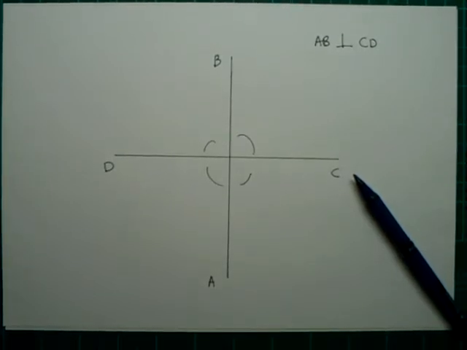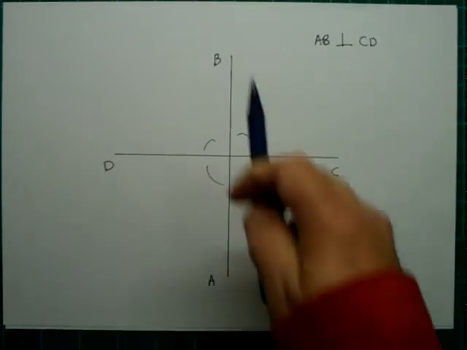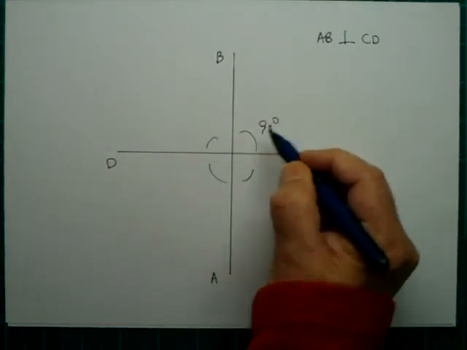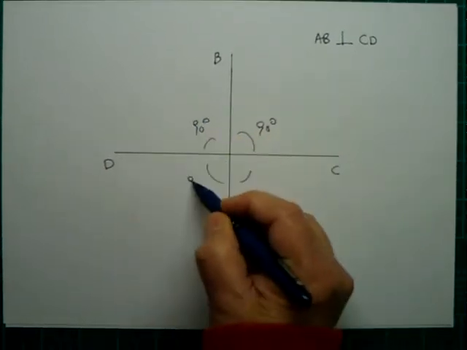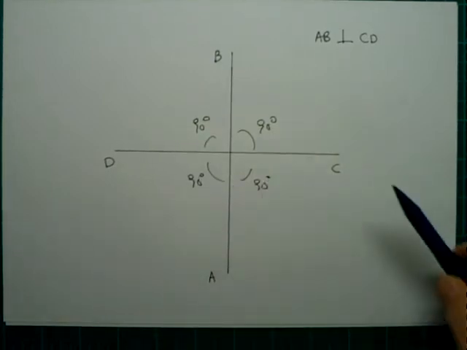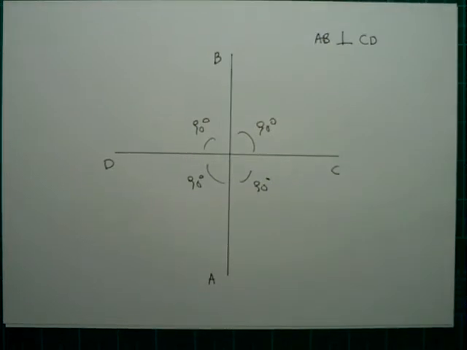Well, the answer is 90 degrees. All these angles are right angles because these two lines are perpendicular. So 90 degrees here, 90 degrees here, 90 degrees here, and 90 degrees here. 4 right angles. Okay, let's go to another example.